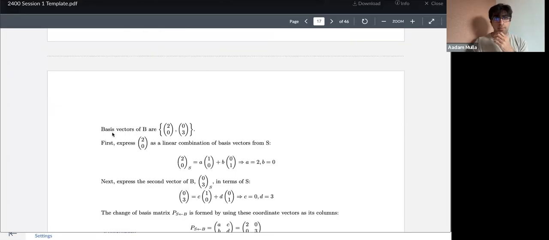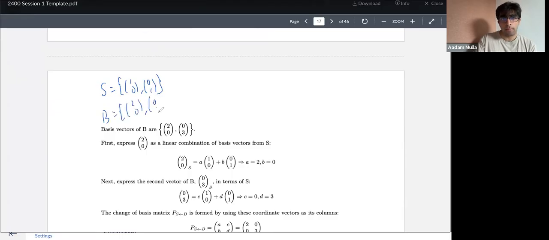Okay, so first we take the basis vector. So let's rewrite our bases up here. So we know S is 1 0 0 1, right? And then B is right here, but I'll write it again. B is 2 0 0 3. Okay, so we're going from B to S, correct? So we want to represent the basis vectors of B as linear combinations of the basis vectors of S. So we start with the first basis vector of B. So first vector in B.